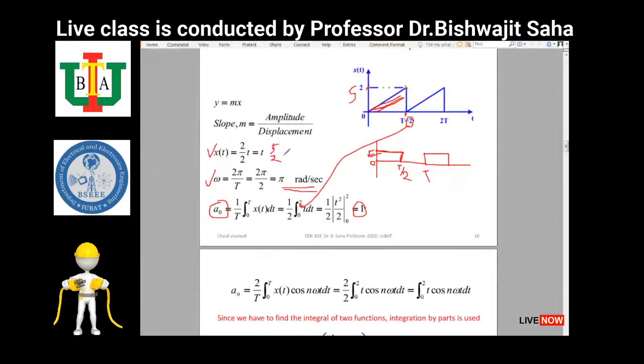That means the function is 2.5 t, and you put it here. 2.5 is a constant, so take it out. Okay? So the result will be 2.5, sir.